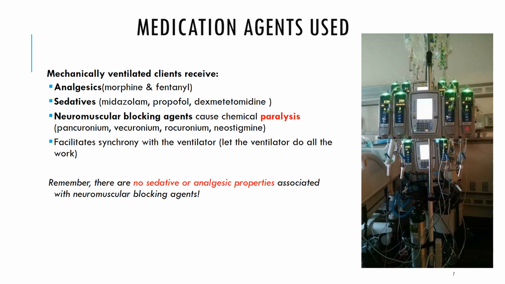So the other medication type we haven't really discussed yet is called a neuromuscular blocking agent. And basically, we are causing neuromuscular blockade or paralysis. So common neuromuscular blocking agents can include pancuronium, vecuronium, rocuronium, and neostigmine. So why? Why would we paralyze a patient on a ventilator?